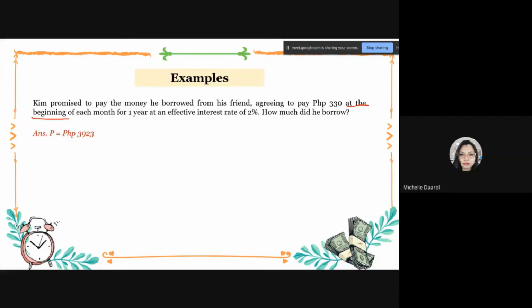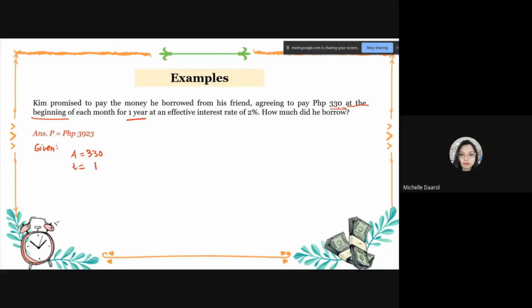Alright. So, he agrees to pay 330 pesos at the beginning of each month for 1 year at an effective interest rate of 2%. So, how much did he borrow? So, let's write the given. Okay, so nag-promise daw si Kim to pay the money he borrowed from his friend. So he agrees to pay 330 pesos at the beginning of each month. So it means that the 330 pesos must be the annuity that he has to pay. Okay? And then the duration that he has to pay is 1 year.